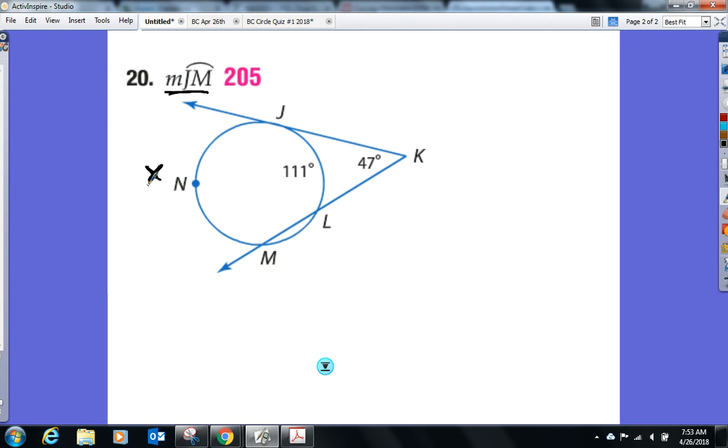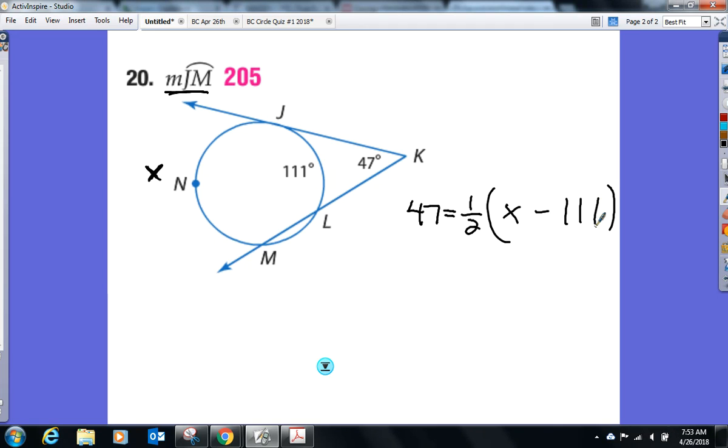So how do I find it? Evan, ready? Where's that 47? Outside. So how did I find it? I took half, adding or subtracting the arcs? Subtracting. What's the major arc? It's the one you're trying to find. Right? You agree? The major arc is right here. That's the one we're asked to find. So I'm just going to call it x minus the minor arc.